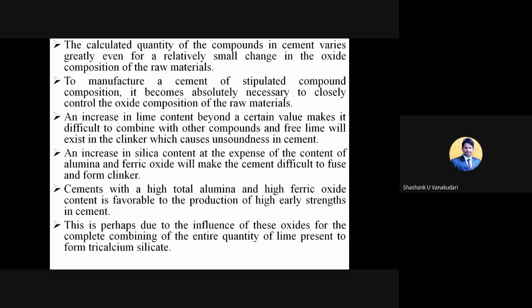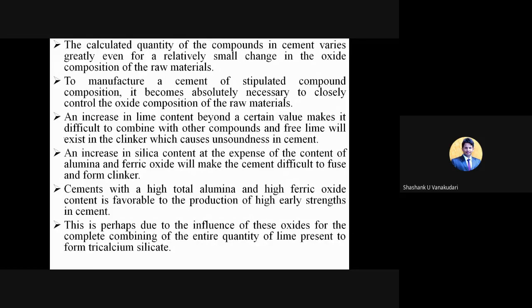And here the calculated quantity of the compound in the cement varies greatly even for a relatively small change in the oxide compositions of the raw material. As you know, every compound sits with oxide contents: calcium oxide and other compounds like SiO2, Al2O3, and Fe2O3. So every chemical compound sits with oxide content. Here those particular oxides in the cement vary. Even a small percentage variation in oxides leads to a greater change in the property.